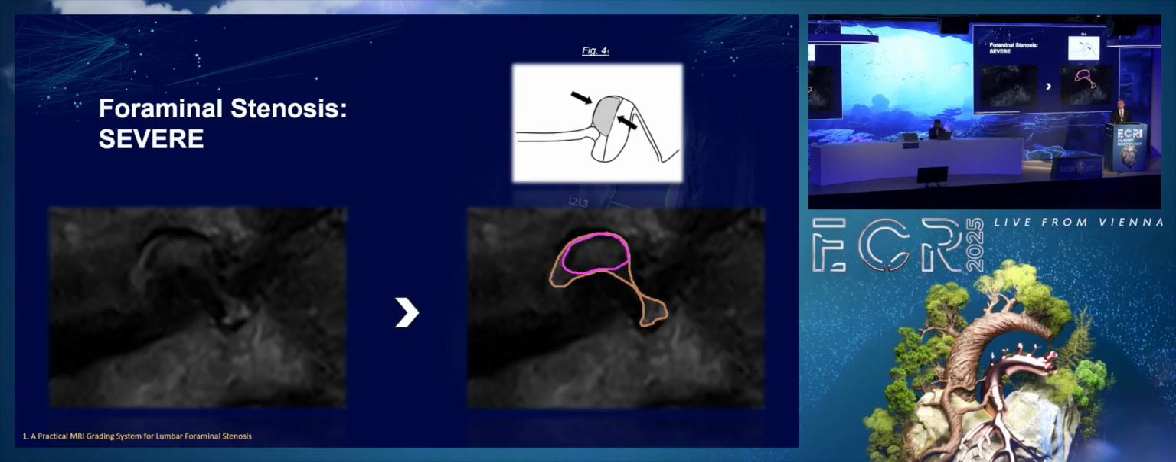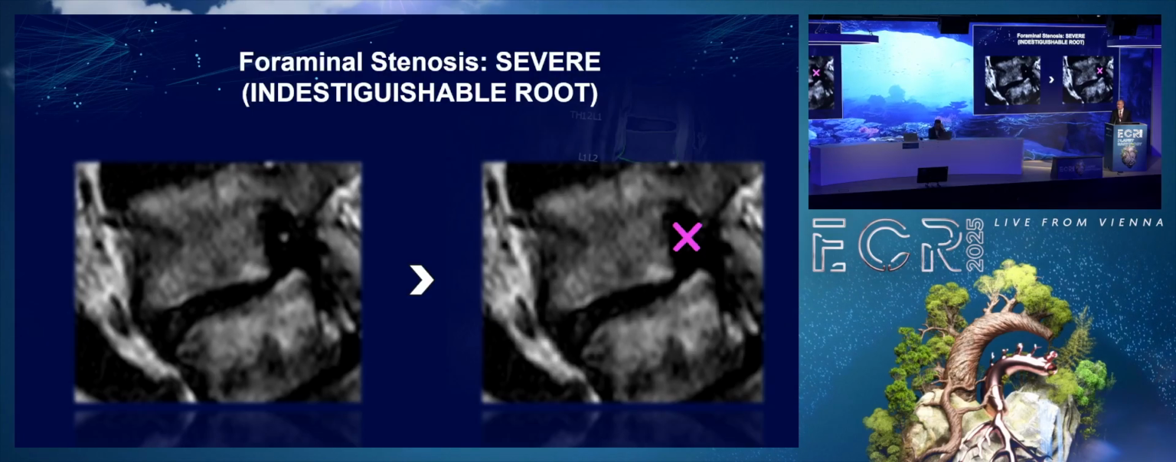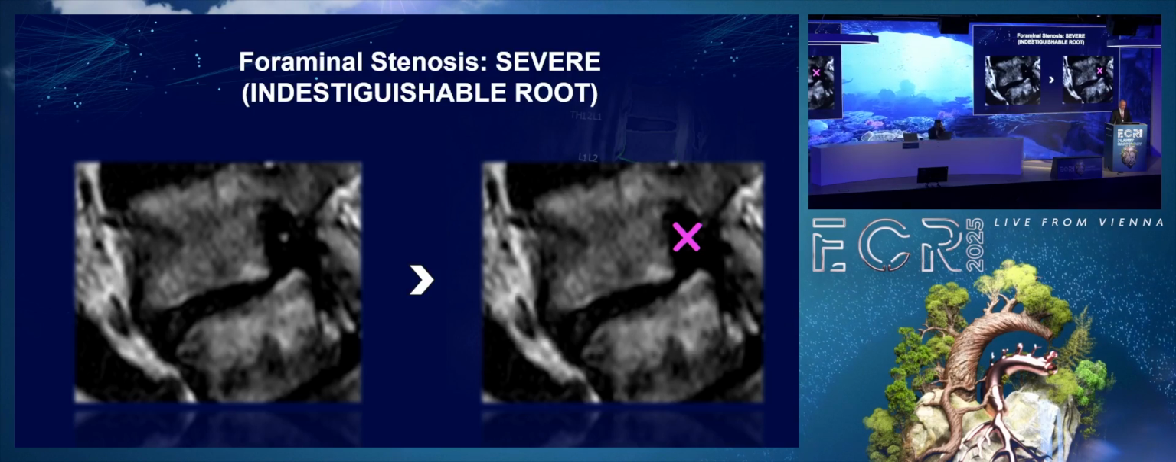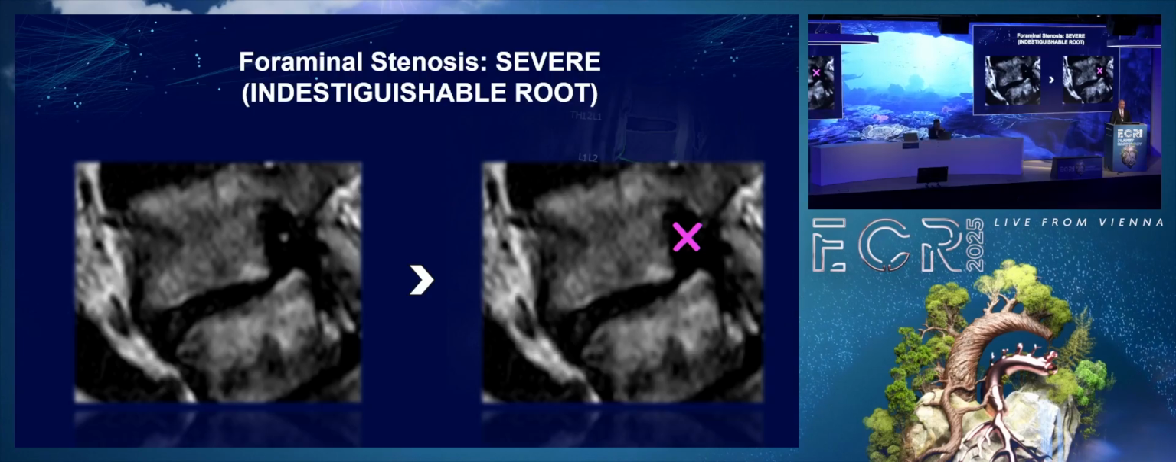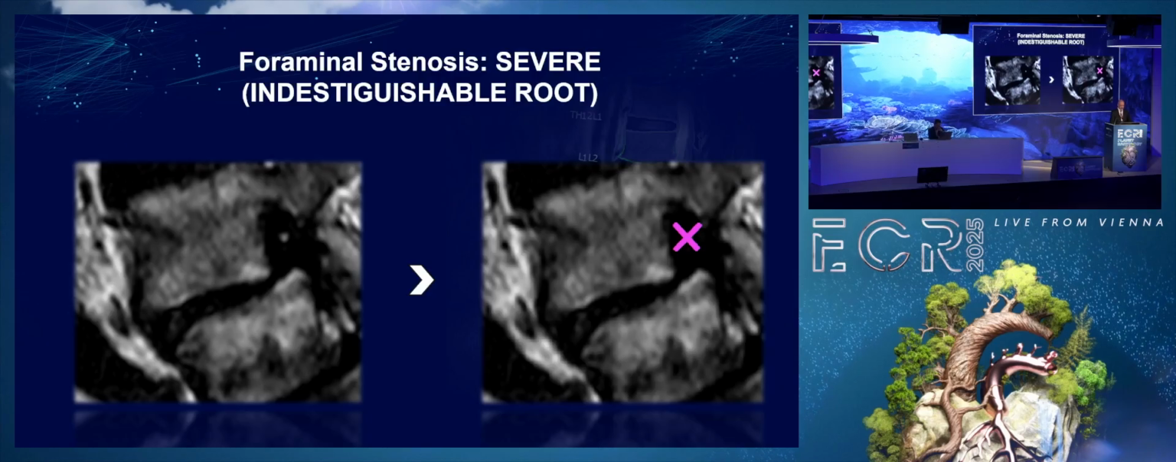Of course, there will be some cases where, even for radiologists, it can be very hard to make out what exactly is the exiting nerve root, what is disc herniation, what is facet joint, or what is yellow ligament hypertrophy. And in those cases where the software is unsure which is the exiting nerve root, it will also flag this, and it will say this is indistinguishable, but probably severe stenosis.